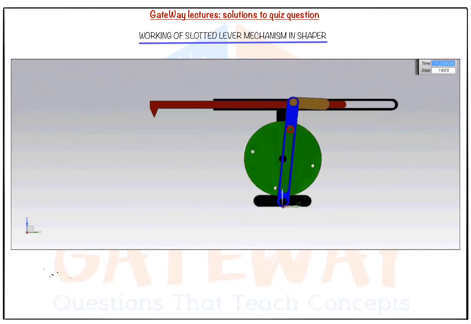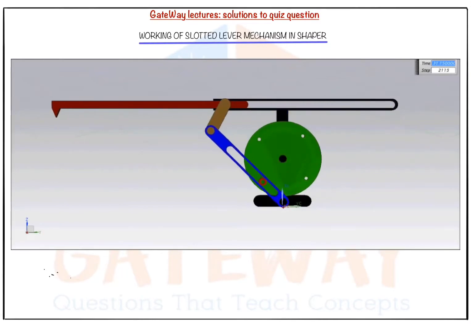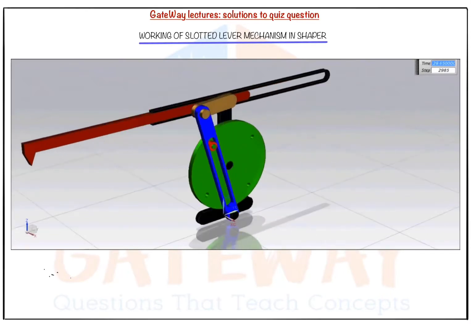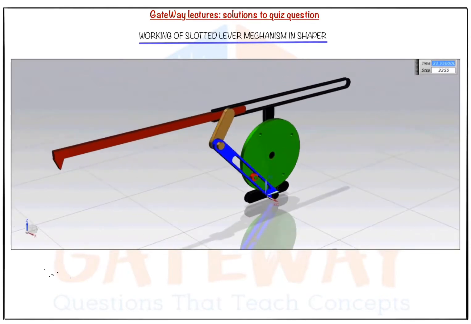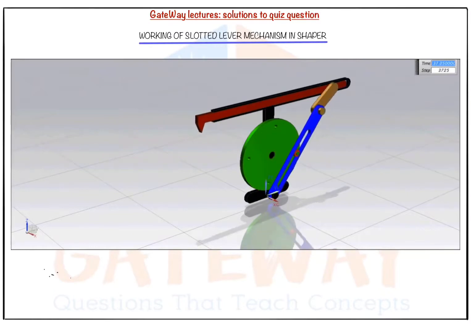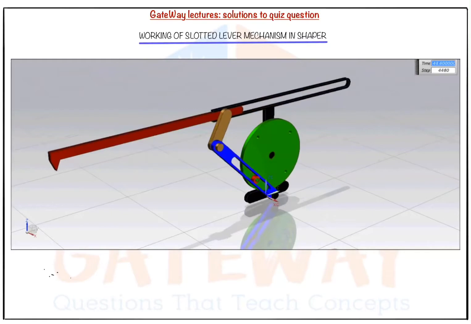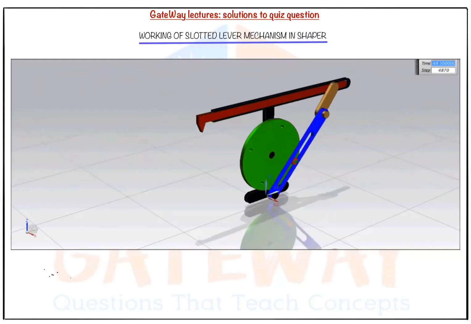The forward motion is performed very slowly, it takes more time, but the return motion is very fast. If you observe there, the return motion is very quick. That is why this mechanism is called the quick return motion mechanism. The return stroke is very easy, we can observe here.